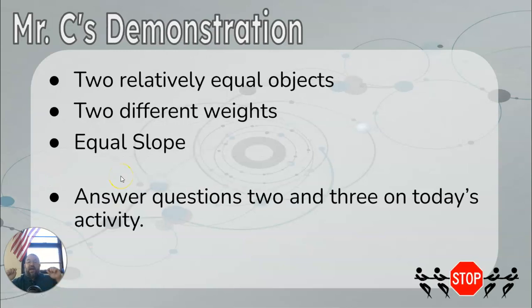Now, if you're in class with me, we're going to do a quick in-class demonstration. And I'm going to explain that to you guys here in a few moments, but I'm basically going to have two relatively equal objects, right? Equal in the matter of how they're designed, but they're going to be weighted differently. And I'm going to put them on a slope, and we're going to see how they react differently.